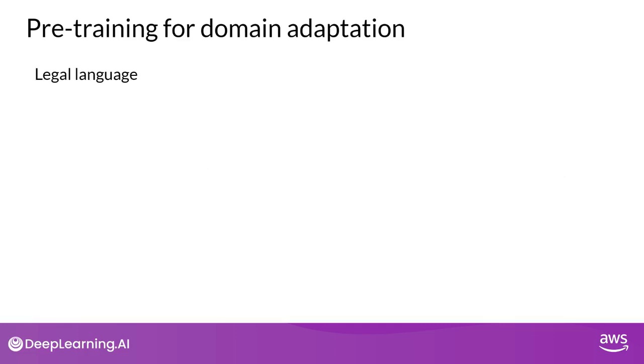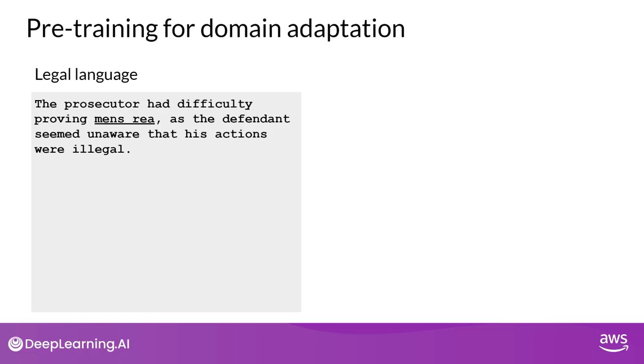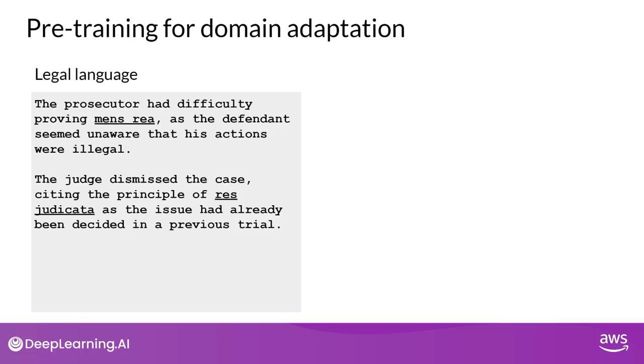For example, imagine you're a developer building an app to help lawyers and paralegals summarize legal briefs. Legal writing makes use of very specific terms, like mens rea in the first example and res judicata in the second. These words are rarely used outside of the legal world, which means that they are unlikely to have appeared widely in the training text of existing LLMs. As a result, the models may have difficulty understanding these terms or using them correctly.